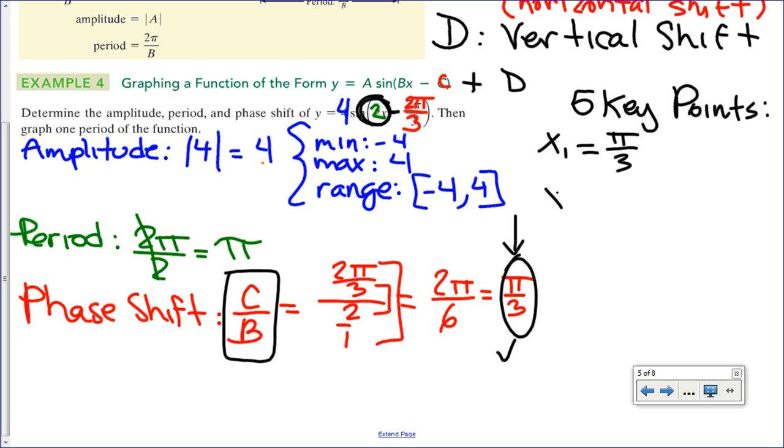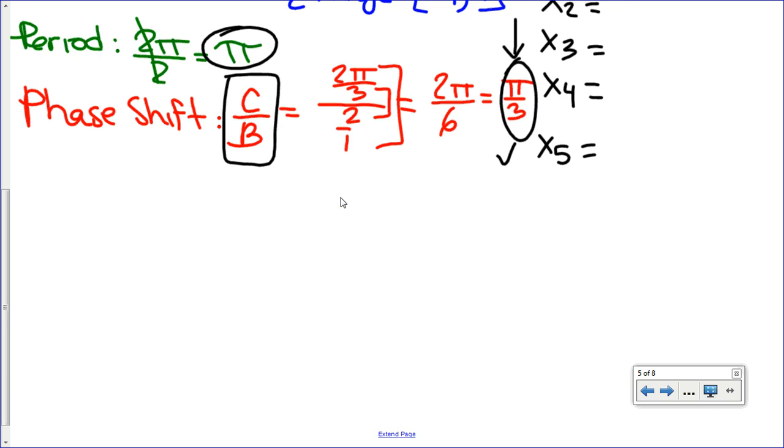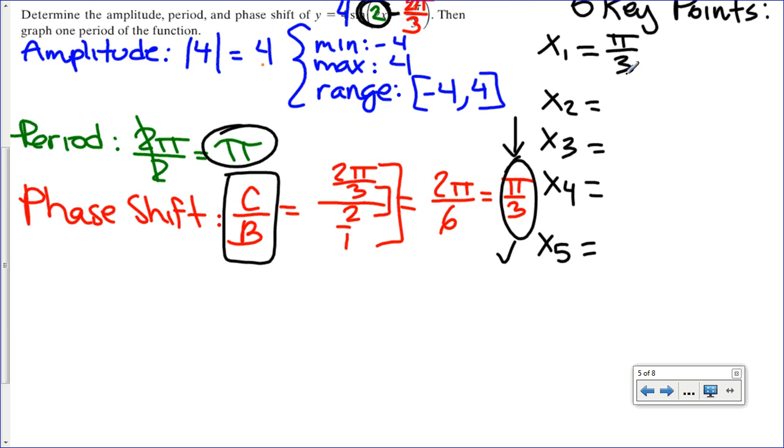Now we have here x2, x3, x4, and x5. Now, how long is the period? Pi. So could I get the last point, the last x value? How could I get that? Wouldn't it be, it was not pi, because we did not start at 0. Where did we start? So the last one is going to be what?